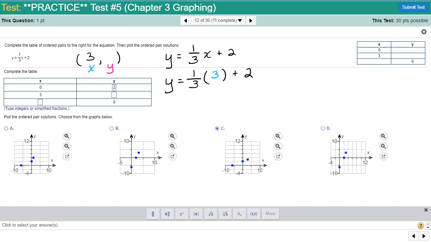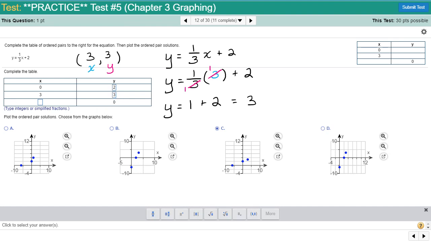Again, what's nice about this particular one, yes, it has a fraction, but it's not so bad because what we're multiplying by, our x value, can nicely cancel with our denominator here, right? We can say the 3 and the 3 reduce nicely. 3 goes into itself once, 3 goes into 3 once, and there we have it. So we end up with y is equal to 1 times 1, which is just 1, plus 2, and of course 1 plus 2 gives us 3. So when we are given the x value of 3, the corresponding y value is, in this case, also 3.